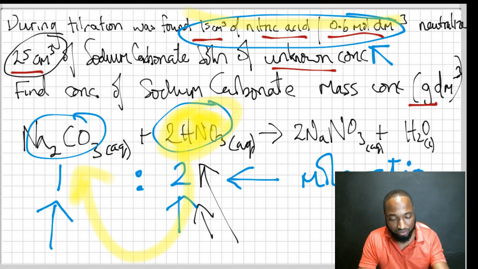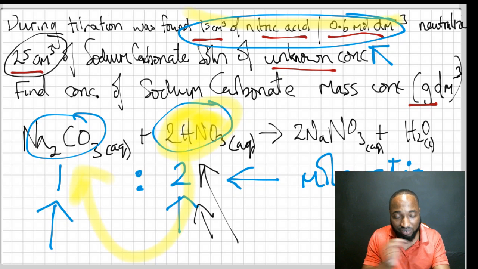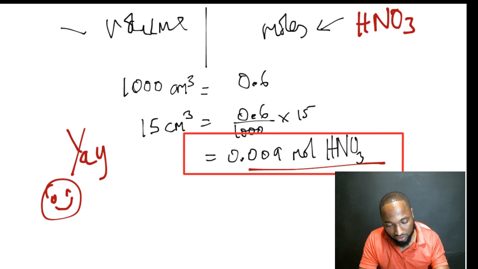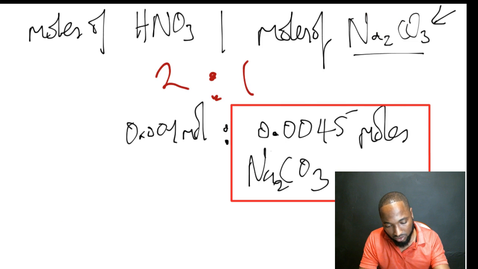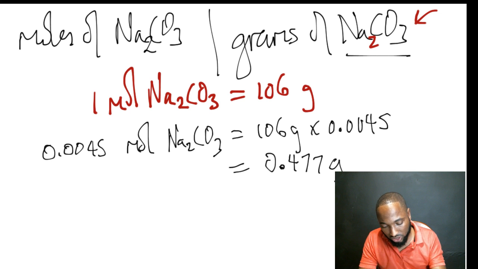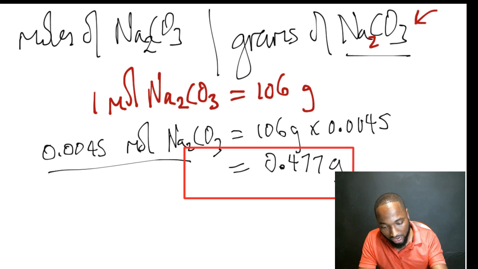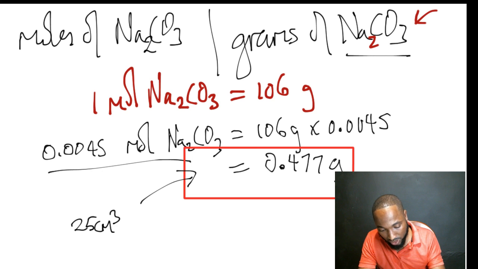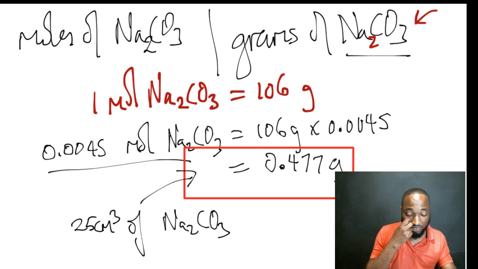You understand what I'm saying? This is how many grams in 25 cm cube, because this is how many moles there. So this is how many grams in 25. I'm going to put a box around it. This is how many grams in 25 cm cube of Na2CO3. Type in the chat if you understand up to here.